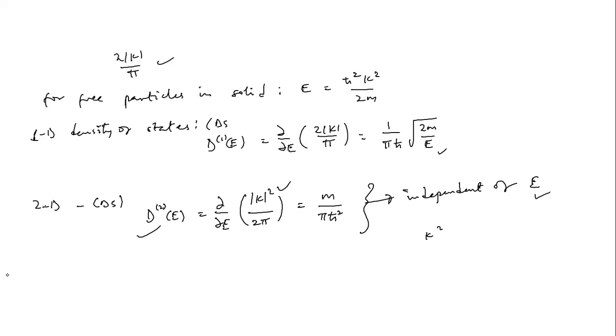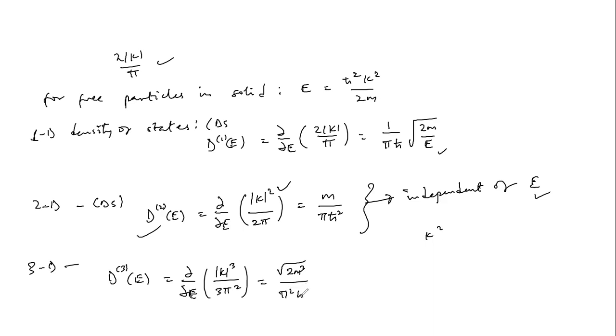And for the three-dimensional case, D sub 3 of E is equal to 1 over 3 pi squared times the square root of 2m cubed over h cross cubed, times the square root of E. This expression is applicable to metals.